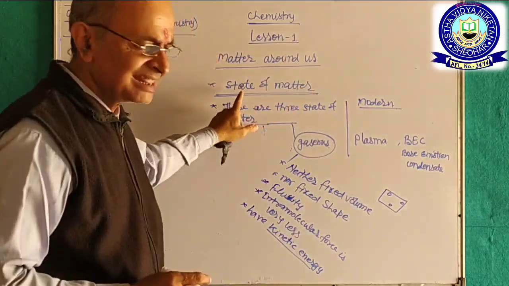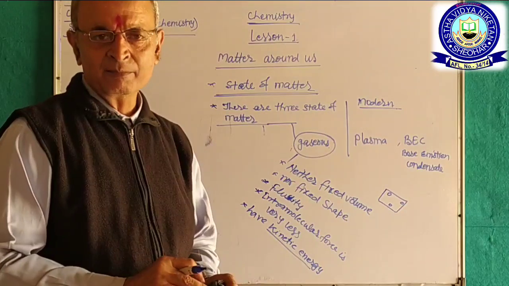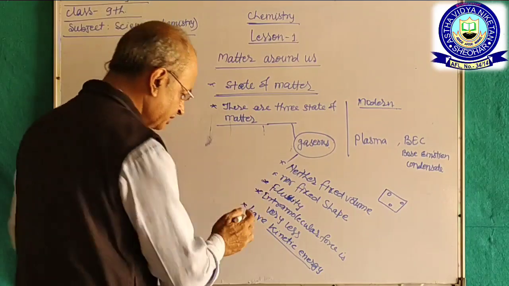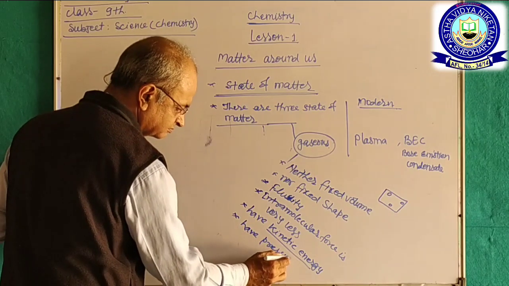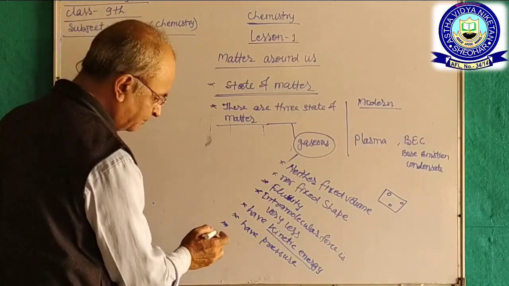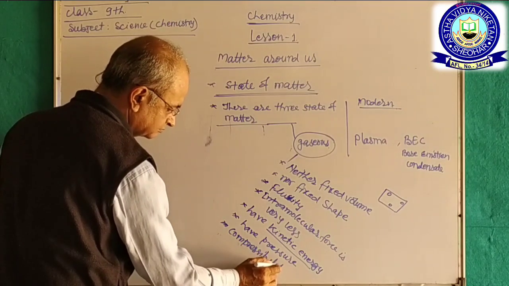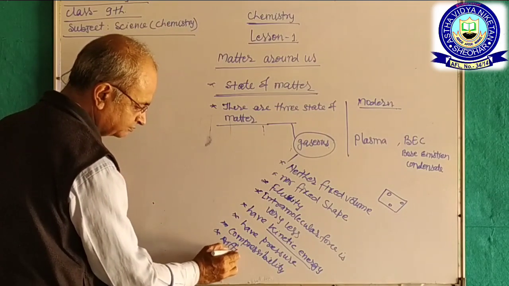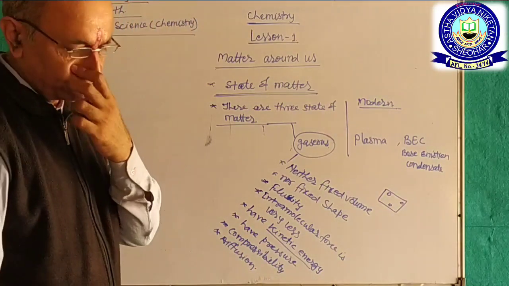We have learned in the beginning that particles of matter move inside the matter. So in the gaseous state, their particles move very fast, and also gases have pressure, and also they have compressibility. And they have also diffusion. These are the characteristics of gases.